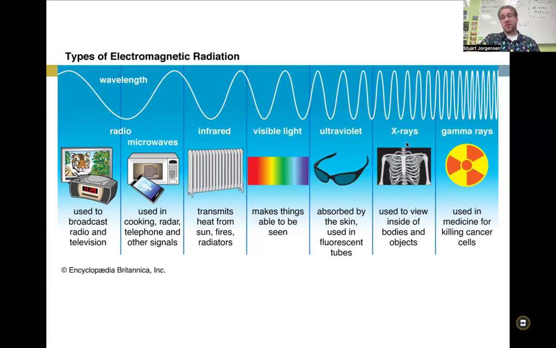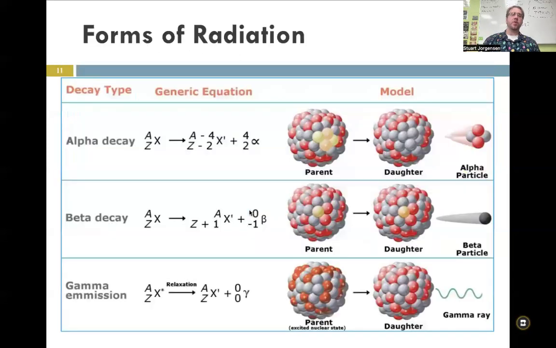We know X-rays can go all the way through the body. Gamma rays have even more energy than that, which is crazy to think about. But we'll talk about it more. Cool. If we want to visualize what this would look like.